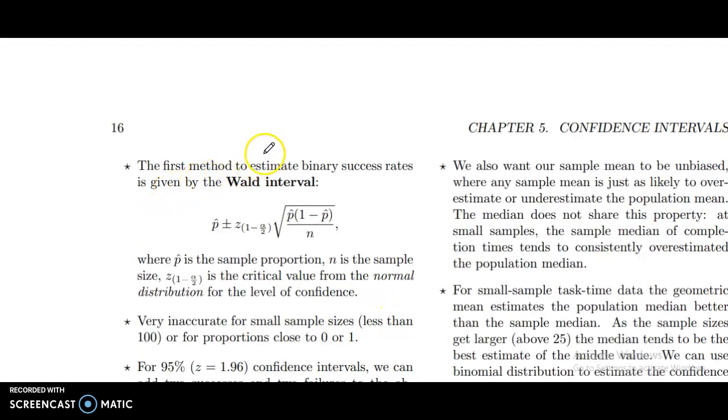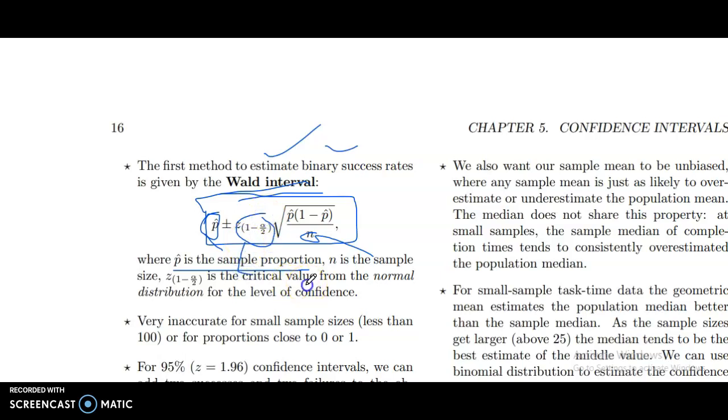The first method to estimate binary success rates is given by the Wald interval, where p-hat is the sample proportion, n is the sample size, and Z of 1 minus alpha by 2 is the critical value from the normal distribution for the level of confidence.